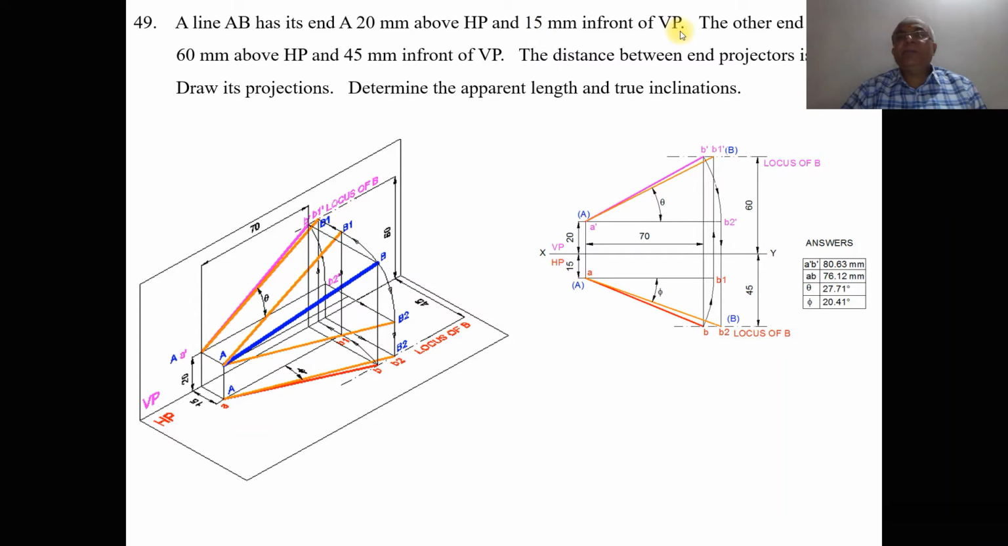mm in front of VP. The other end B is 60 mm above HP and 45 mm in front of VP. The distance between end projectors is 70 mm. Draw its projections and determine the apparent length and true inclinations.